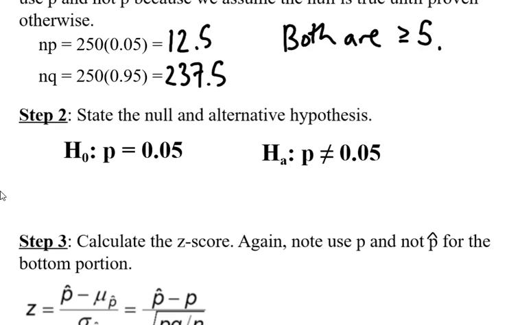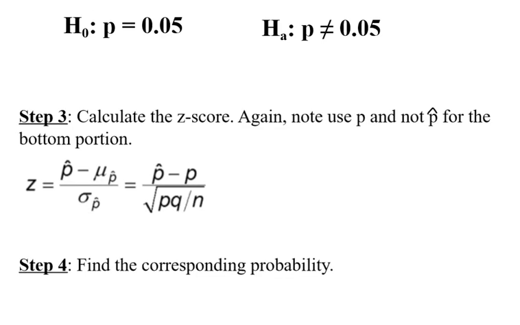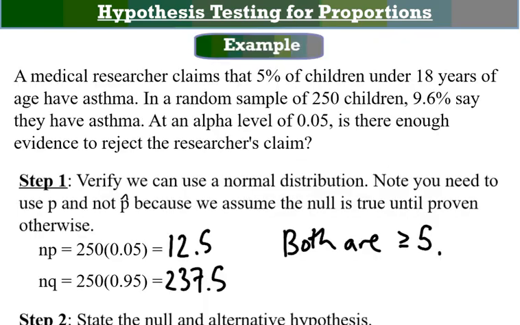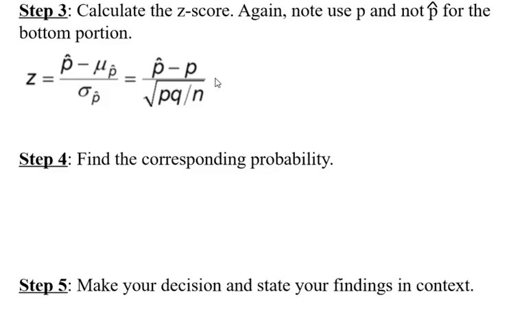Step 2, state our hypotheses. The null is that the percent is equal to 5%, 0.05. The alternative is that it's not equal to 0.05. Step 3, calculate the z-score. Again, note that we're going to be using p and not p hat for the bottom portion because the null is assumed to be true until proven otherwise. You'll notice it's p's and not p hats and q's and not q hats.